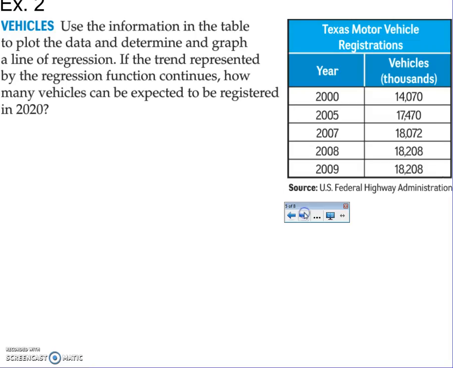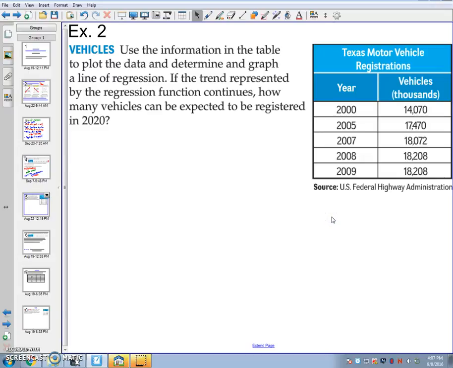All right, next one. Vehicles use this information to plot the data, determine the graph, line of regression, and figure out how many vehicles will be registered in 2020. All right, so same thing. I'm going to use a calculator to figure out the regression equation.